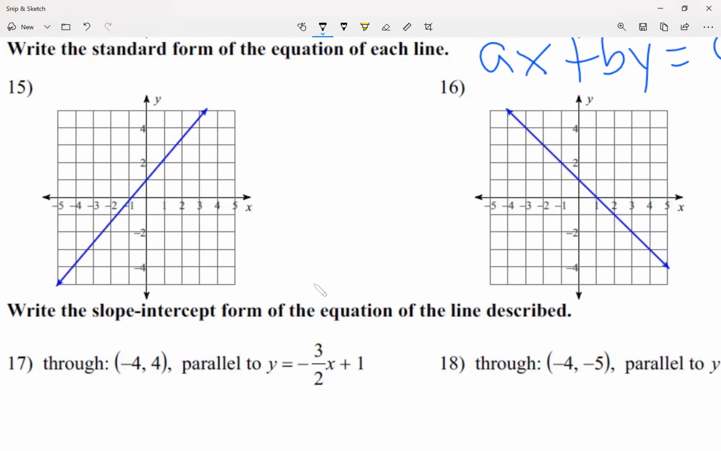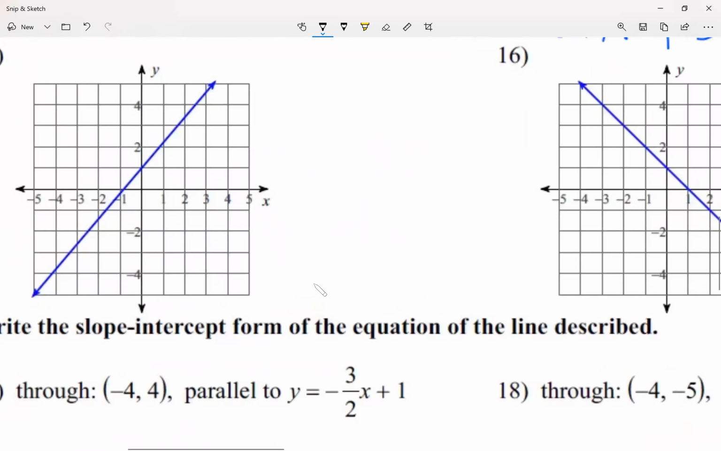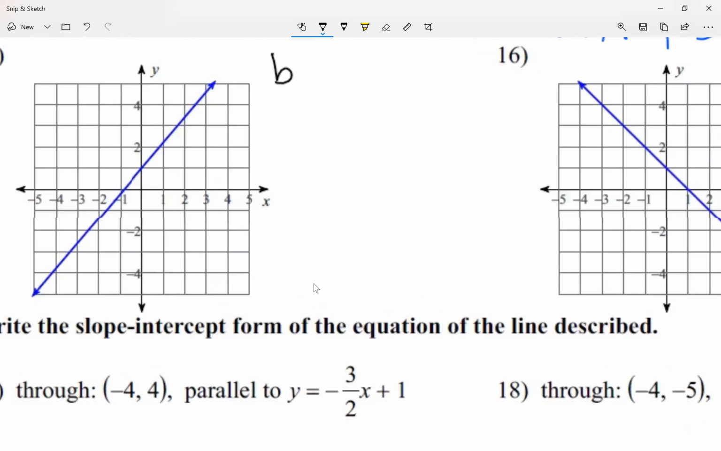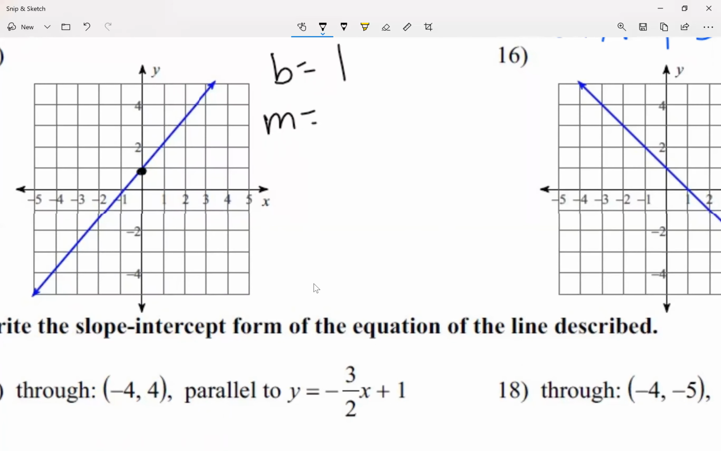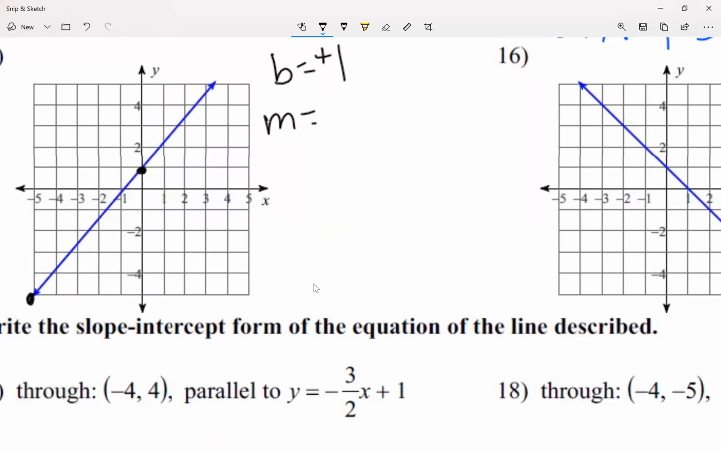I'm going to start it kind of like how we did slope-intercept form. So to begin with, I need the y-intercept and I need the slope. Like I said, I'm going to start it the same way we do slope-intercept form. My intercept is positive 1. As a matter of fact, let me even write it with the sign, positive 1. For the slope, I'm going to use 2 points. I'm going to use this point that you guys see and this point right here.